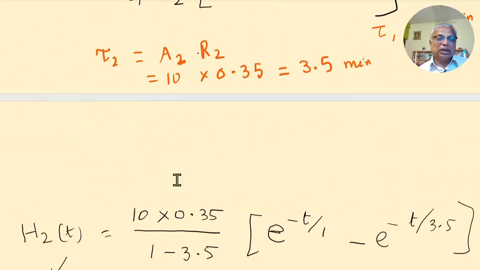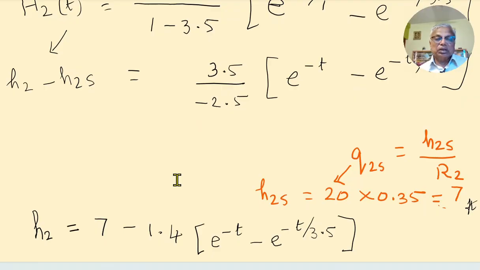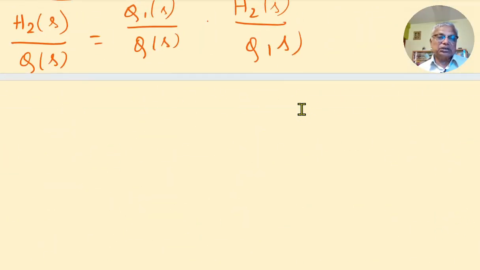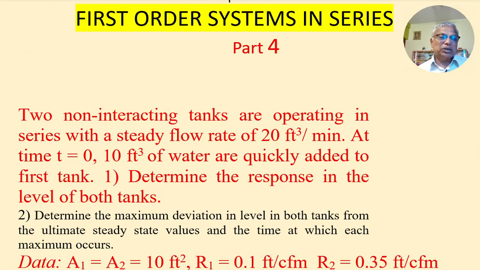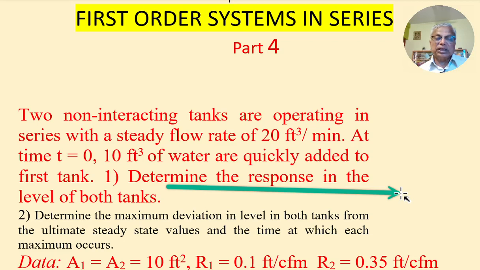Same thing here. Because you are using consistent units, this 7 is in feet, so this h2 will also be in feet. So that is the answer for the first part of the question. The first part of the question is to determine the response in the level of both tanks.